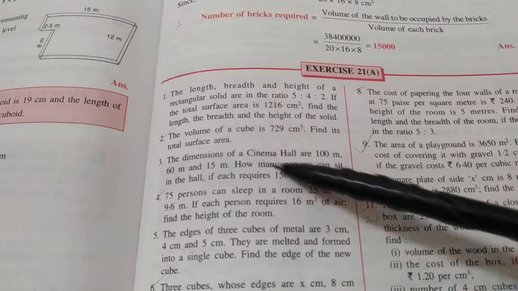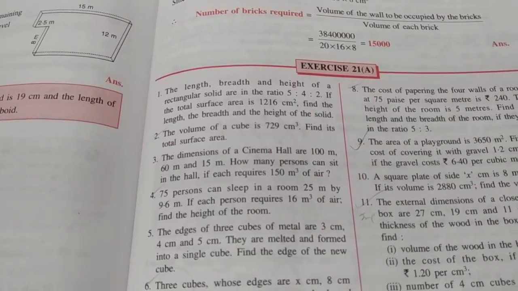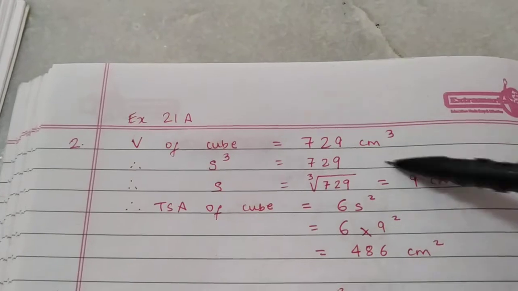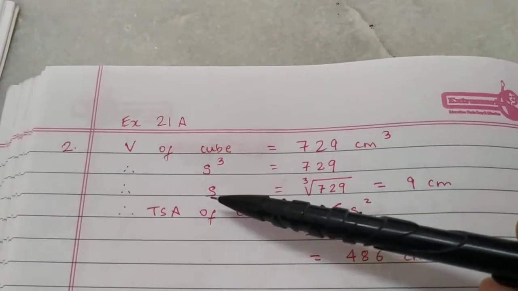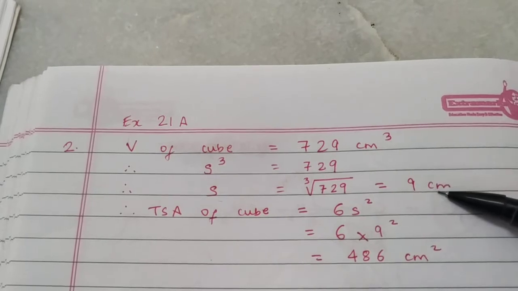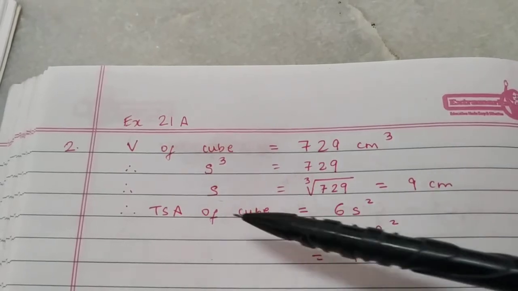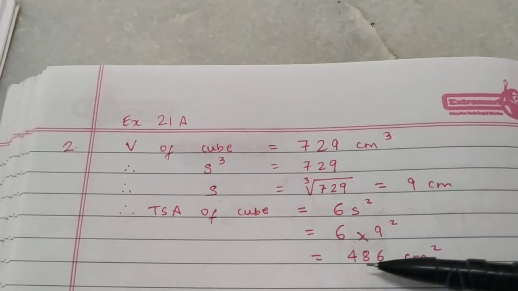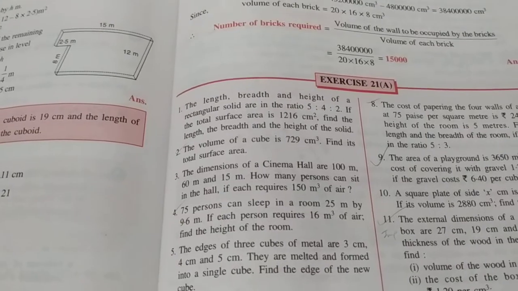Second sum, the volume of a cube is given as 729 and the total surface area has been asked. So from the volume, first of all, we can find the side, each side of the cube, which will be the cube root, which is 9 centimeters. And then the total surface area formula is 6 into side squared, which comes up to 486 centimeters squared.